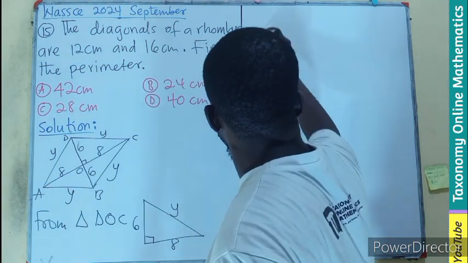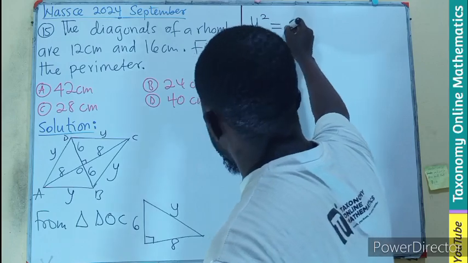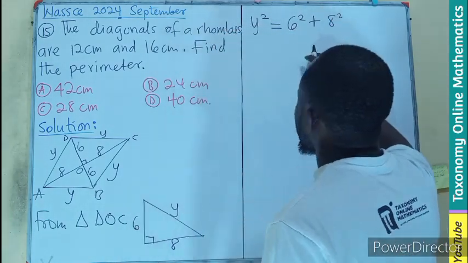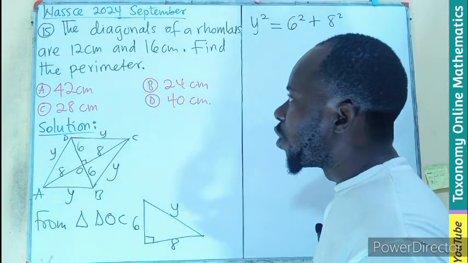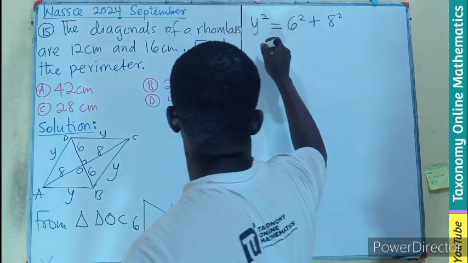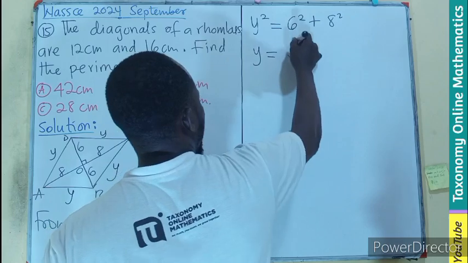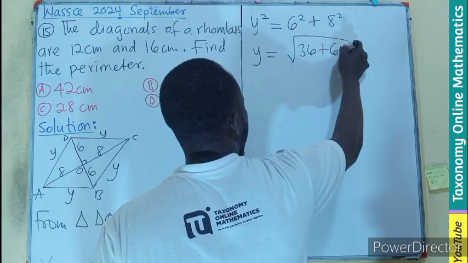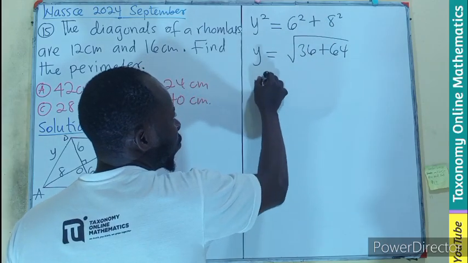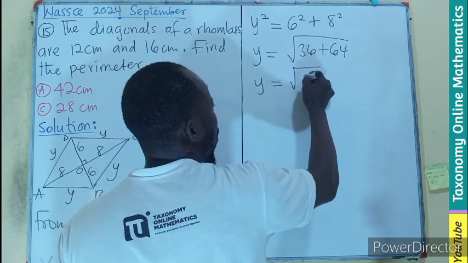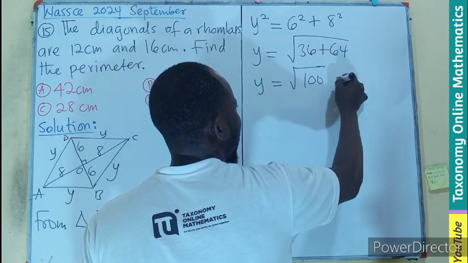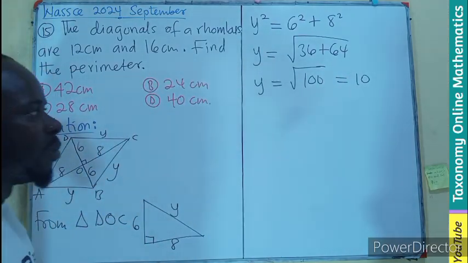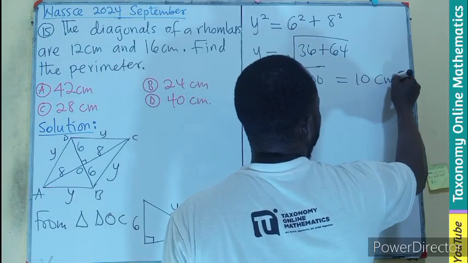And that will mean that the longest side, y squared, equals the sum of the squares of the two other shorter sides. So this means that y equals the root of 36 in the case of this, plus 64 in the case of that. So y becomes the root of 100, which will give us 10. But all these dimensions are in centimeters. So we can have 10 centimeters.